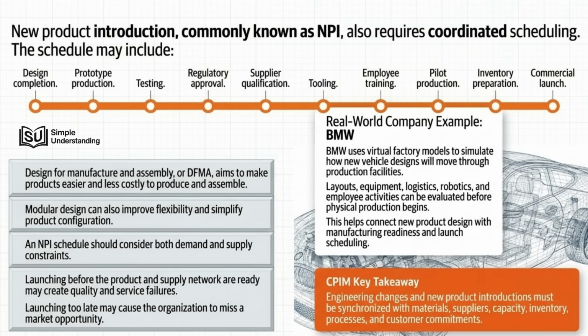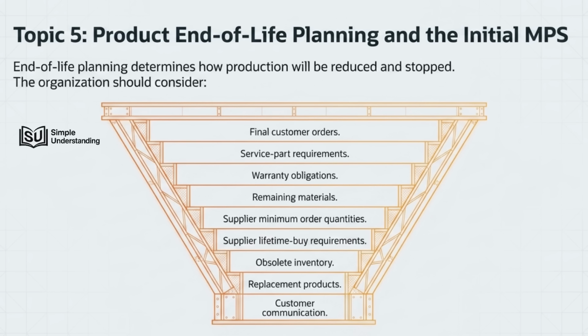CPIM Key Takeaway: engineering changes and new product introductions must be synchronized with materials, suppliers, capacity, inventory, processes, and customer commitments. Topic 5. Product End-of-Life Planning and the Initial MPS. End-of-life planning determines how production will be reduced and stopped.